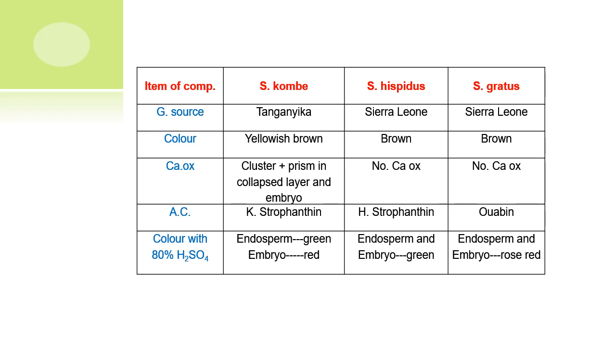On addition of 80% sulfuric acid, there is a green color in the endosperm of Strophanthus kombe and red color in the embryo, while the endosperm and embryo of Strophanthus hispidus produce green color. Endosperm and embryo of Strophanthus gratus acquire a rose red color.